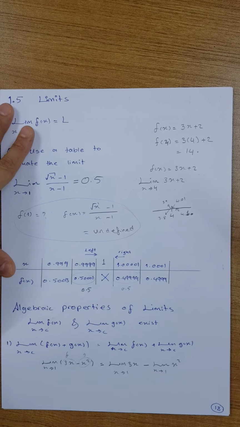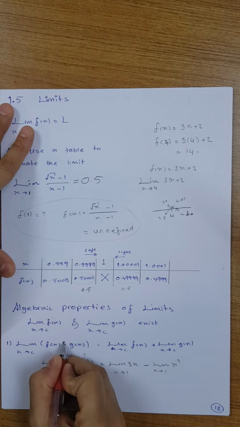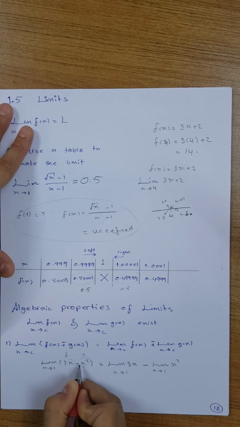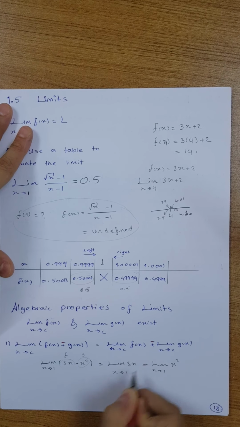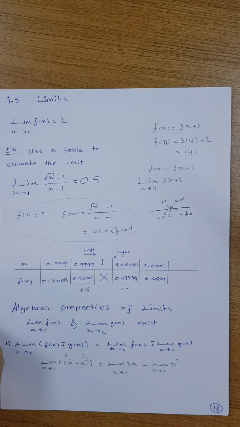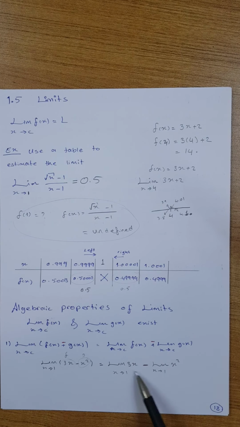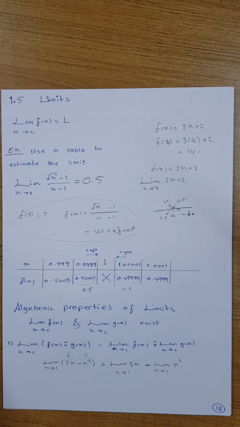Of course, when we are talking about summation of limits, the subtraction is also true. Here I have got subtraction, so it is also distributed over subtraction. So you calculate the limit of 3x alone, the limit of x squared alone, and you will get the result.